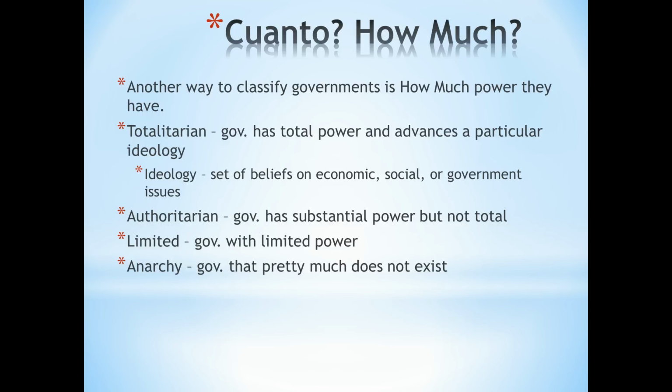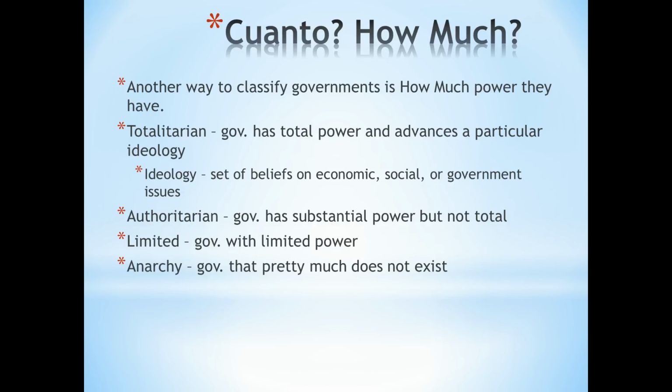Authoritarian is a government that is very strong and has a lot of power, but it's not total power. Then you have limited government. It's a government that has some, but not all of the power. This can be in various degrees. They don't have as much as authoritarian, but they still have a fair amount, or it could be down to where they have very little. It's wide ranging when you discuss limited government.